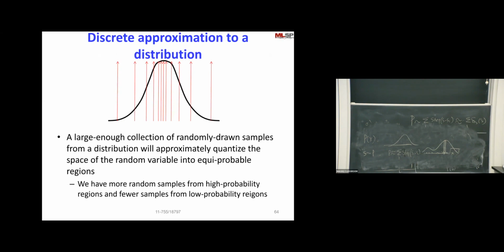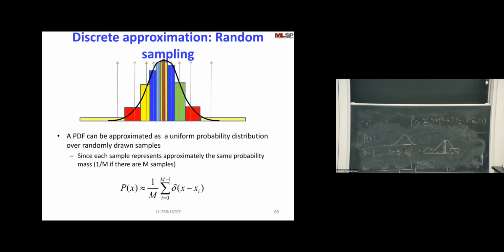So this is my discrete approximation to a continuous distribution. I'm going to be sampling a bunch of samples, and I'm just going to say that P of X is 1 over M times the summation of deltas. 1 over M, because the deltas individually have area 1, so I need to divide by M, and if you take an integral of this distribution, it's going to be 1. Everyone with me? Questions, anybody?